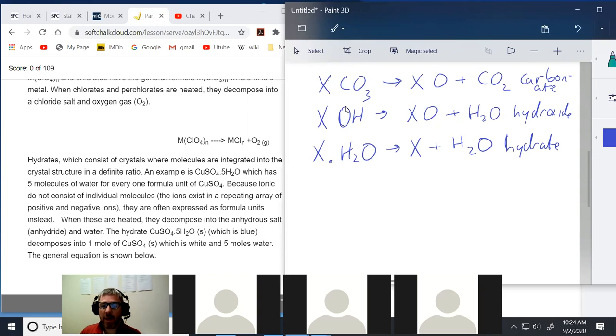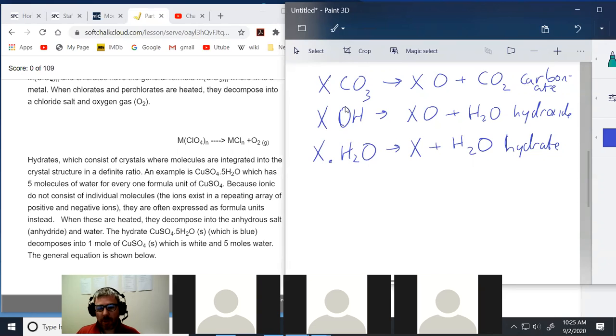And when you heat them up, they have this water associated with them, and then they split apart, and they end up getting the X plus water. All right, does anybody have any questions so far?